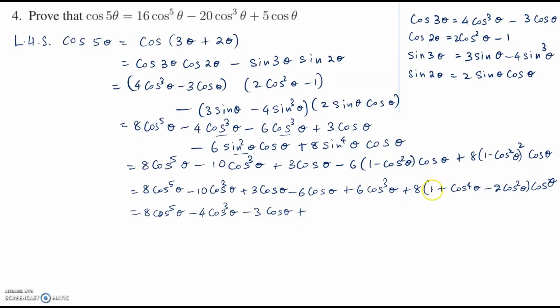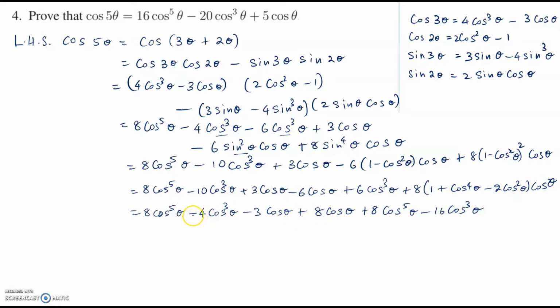And let's expand this further. So this will be 8 into cos theta first. 8 cos theta. Then 8 into cos to the power 4 into cos theta will be plus 8 into cos to the power 5 theta. Then 8 into 2 will be 16 and cos squared 2 into cos theta. So it's minus 16 cos cube theta.